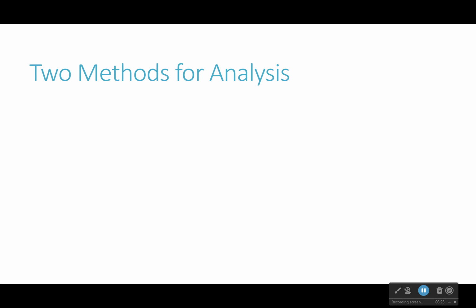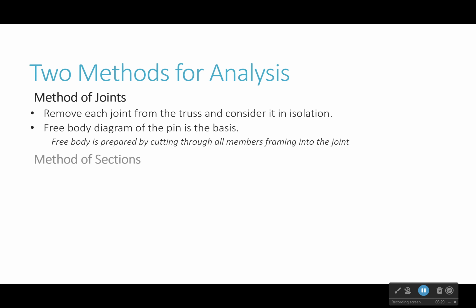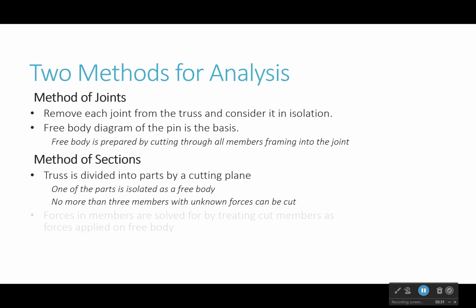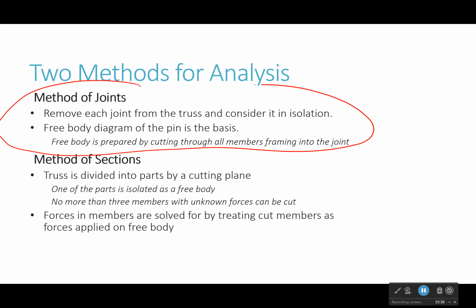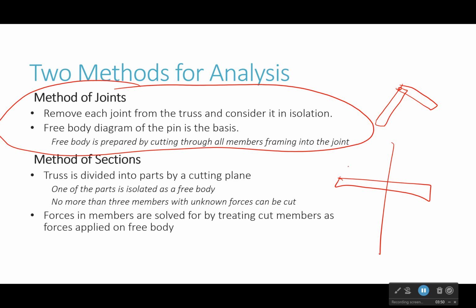Okay, so there are two methods for analysis: the method of joints and the method of sections. We're going to learn about the method of joints next time, but I want you to know that there are two methods. They're both very, very important. One involves looking at the place where we connect all of our members together. The other one looks by cutting the members in half and seeing what happens on the inside.